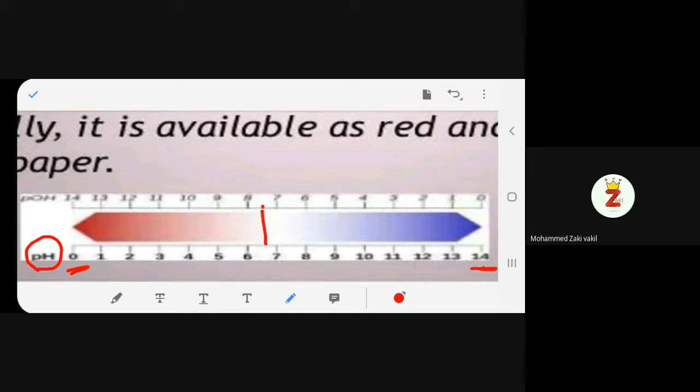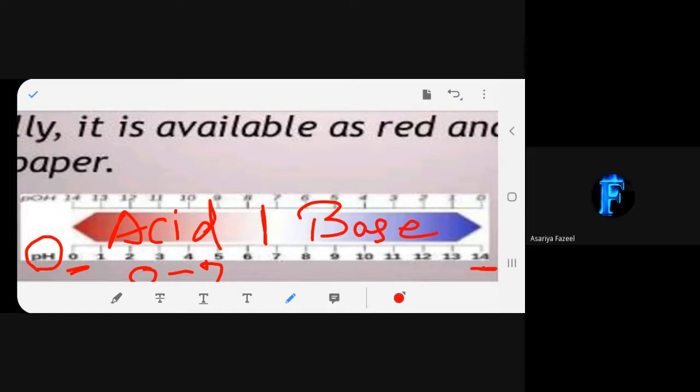Till here, it is acid. From here, it is base. So if I say from 0 to 7, what you said was correct. 0 to 7 is acidic. 7 is neutral. What is 7? Neutral, not neuter. And more than 7 is base. Any problem?